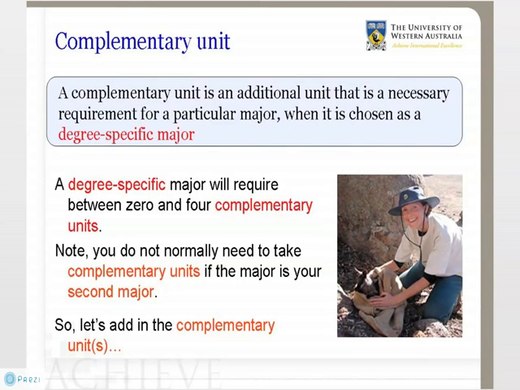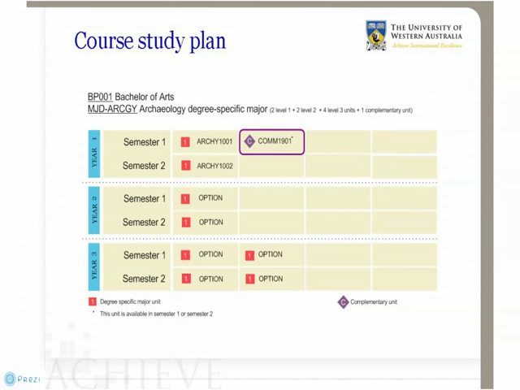But how will I know what the complementary units are? Well, you can check in the handbook. The handbook's a really useful tool, and we'll be having a look at how to use it in a later chapter. But for now, I can tell you that there is one complementary unit for archaeology when archaeology is taken as a degree-specific major. This is Com 1901, Communication in Practice. So we add this unit in.